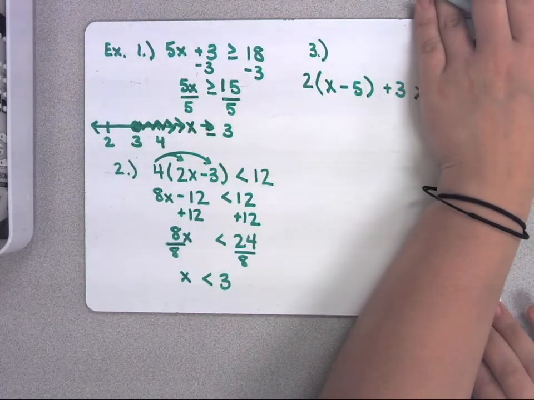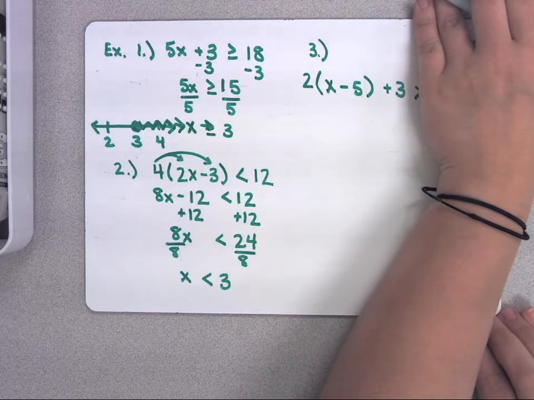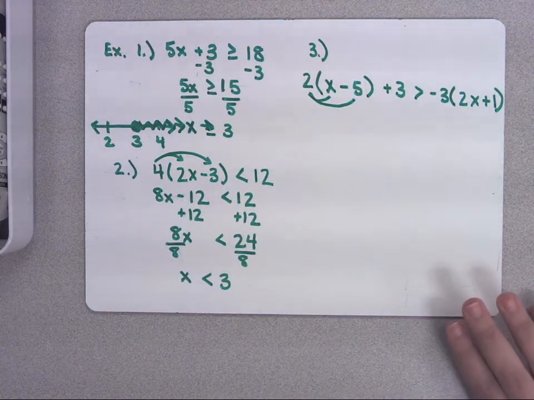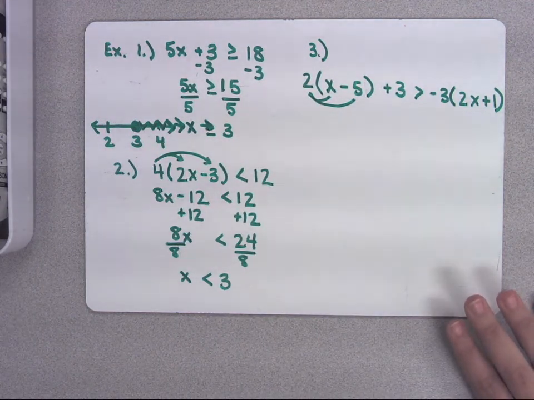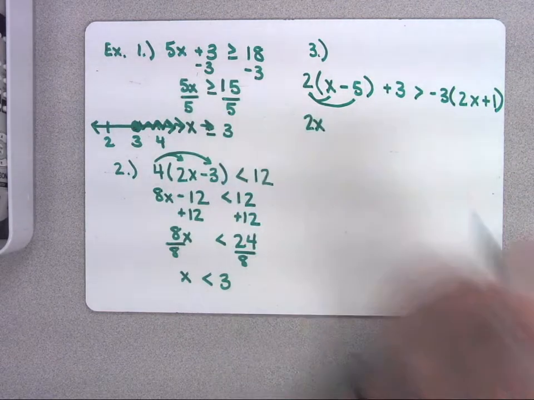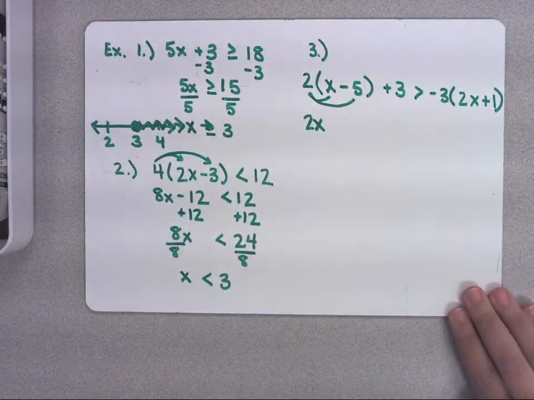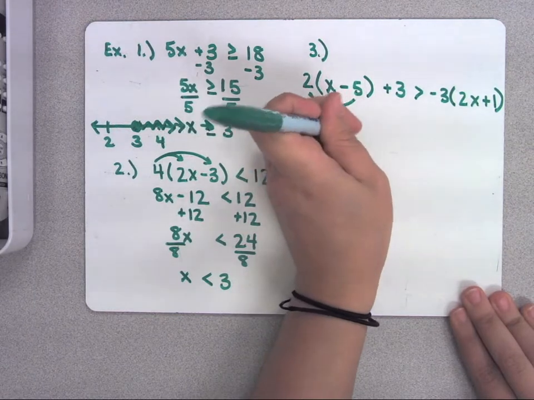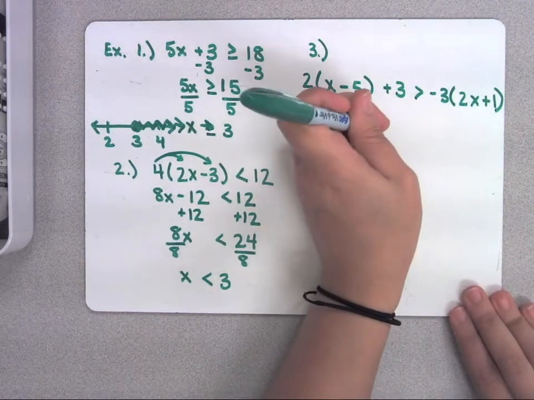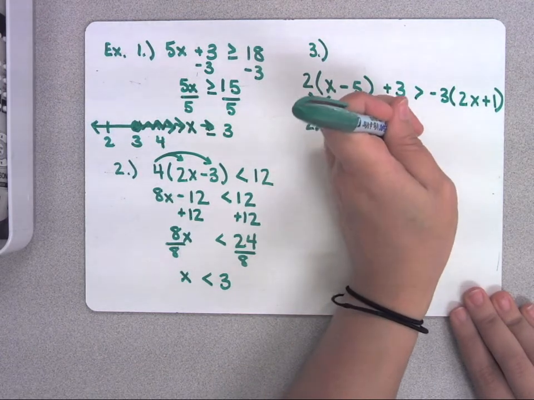What should we do to this side of the inequality, CJ? Yes. Do it instead of playing with whatever you're playing with. So 2 times x is 2x, 2 times negative 5. What do I do with this plus 3? Just write it down. Yep, add it on. Bring down my inequality sign.